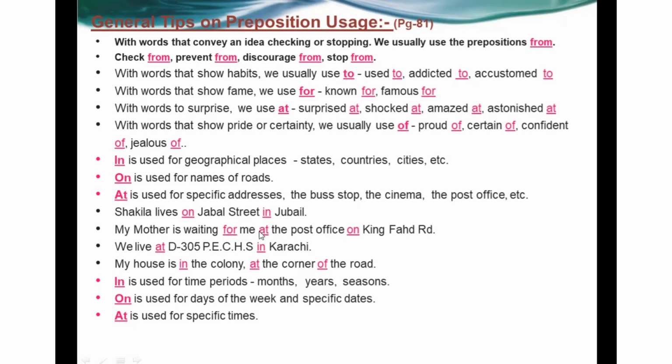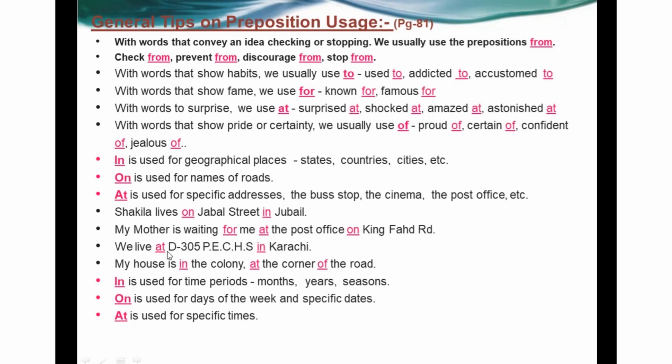Now students, what is the preposition in this part of phrase, at the post office? At is the preposition. Okay, and what object is there for this preposition? Post office. Okay, next one, on is our preposition. What is the object in this phrase? King Fahd Road is our object, which is our noun or proper noun. Okay, or a pronoun can be there also, the object of the sentence. Okay, now let's see the next example.